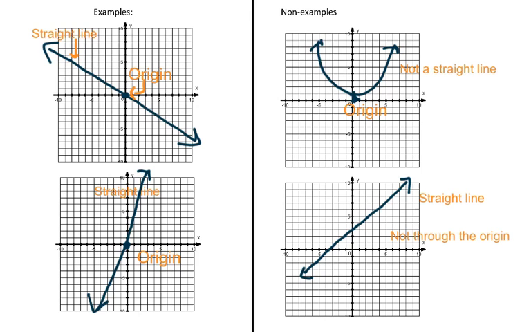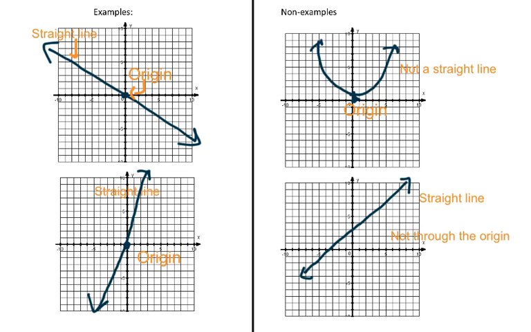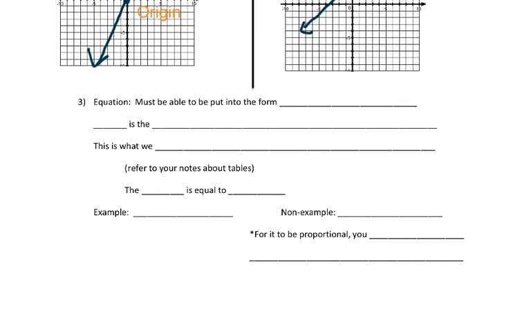So that was the second way. So again, the first way was to look at a table. The second way is to look at the graphs. And now the third way is to look at the equation. All right, so we are going down here to these notes. The equation is the third way to see if something is a proportional relationship.